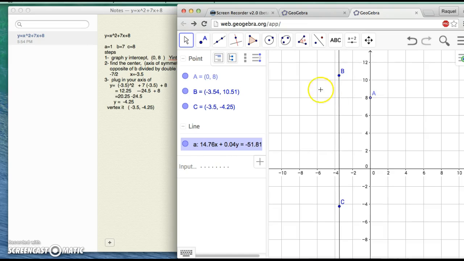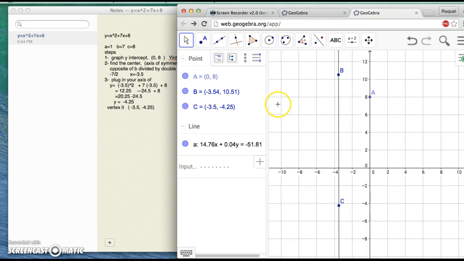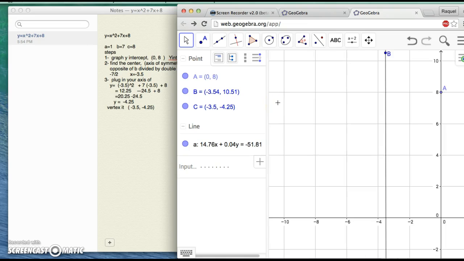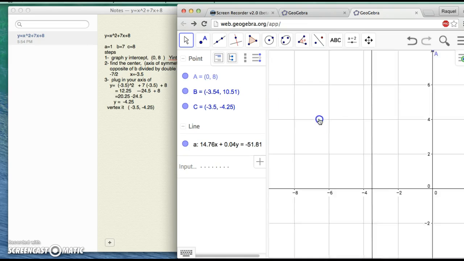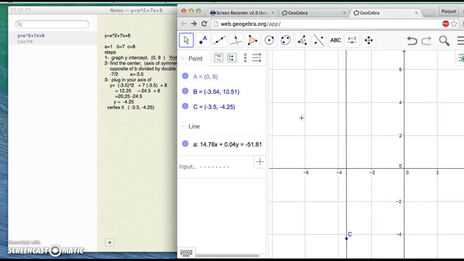Okay, so now we know the graph definitely goes like this. It hits the x-axis somewhere, and then it goes down, touches C, and then starts coming back, hits the x-axis again, and then it goes up, and then it hits the y-axis and keeps going. So now we can start mirroring. Okay, so we're going to mirror.